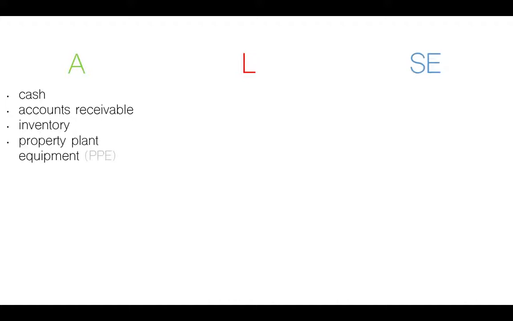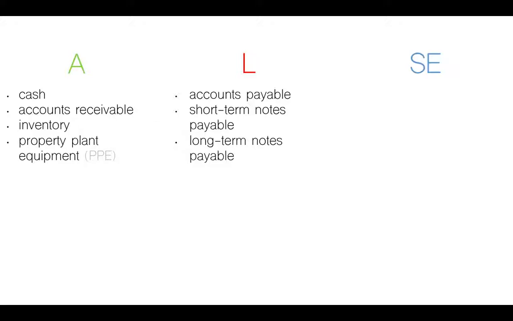Some examples of assets include cash, accounts receivable, inventory, and property, plant, and equipment, or just PPE. Liabilities may include accounts payable, short-term notes payable, and long-term notes payable. Stockholder equity accounts include common stock and retained earnings.